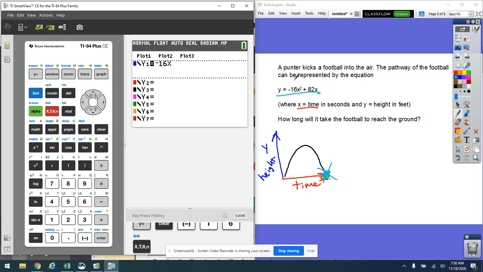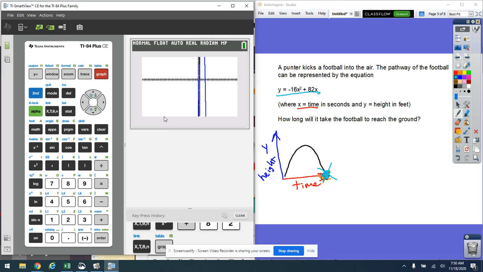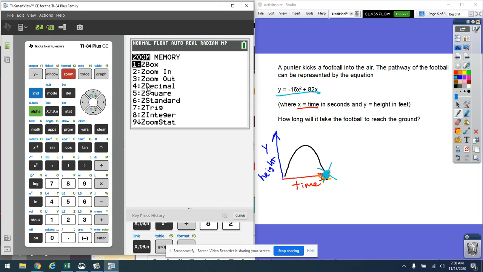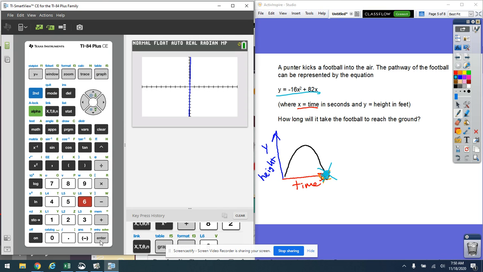So negative, make sure you include the negative, 16x squared plus 82x, and then I'm going to graph it. I'm going to go to zoom, let's do standard, so 6. The ball goes up, goes off my little screen, and it comes back down and hits right around this particular point. So I'm going to do that trace feature.